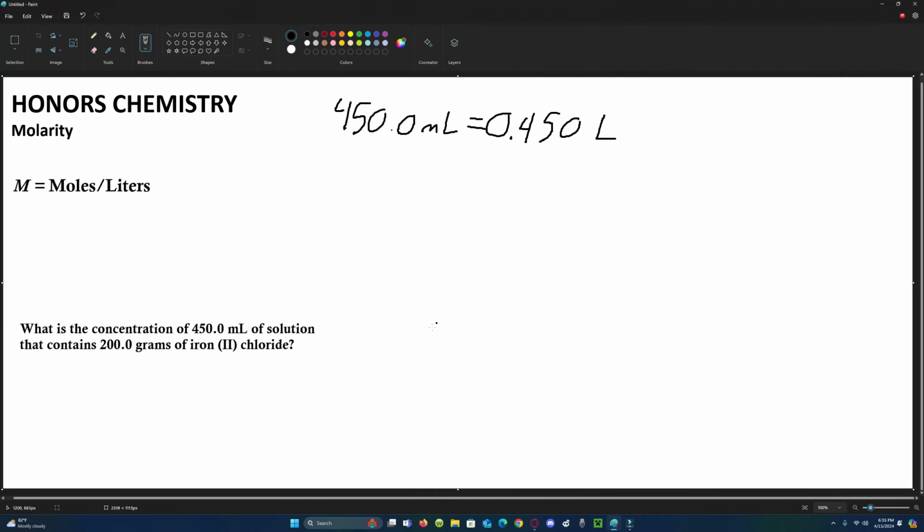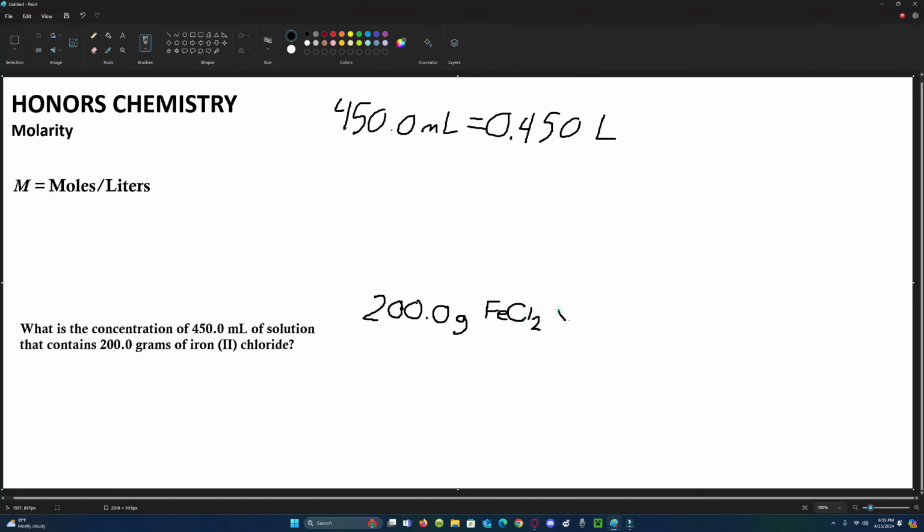So the way that you would solve this problem is we're looking for the molarity, right? And we already have the liters. So now we just need the moles. And we can find the moles by doing our conversion. Because if we have 200 grams of iron 2 chloride, we can convert that to moles. So we have 200.0 grams of iron 2 chloride.